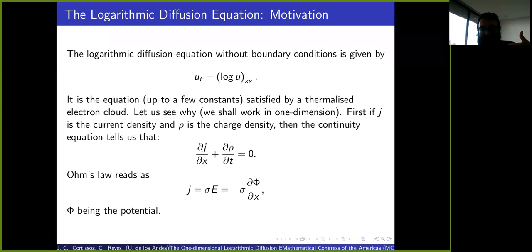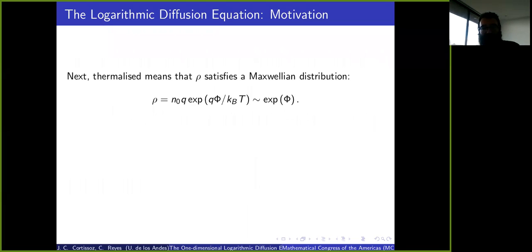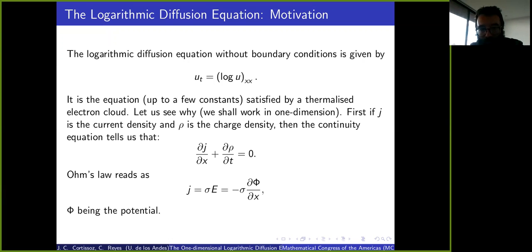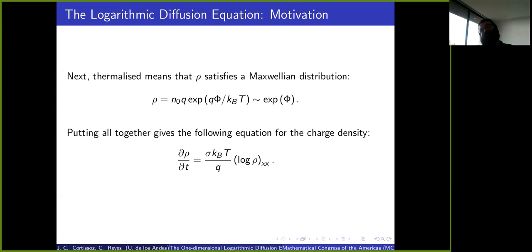Now comes the hypothesis of being a thermalized electron cloud. The thermalization means that rho satisfies this equation. It comes from statistical mechanics. This is the Maxwell distribution in this case. Notice that Q is the charge, with positive sign, of the electron, and this psi is just Q times the potential energy divided by the temperature of the system, and k sub B is the Boltzmann constant. So the density of charge is more or less the exponential of the potential. You put Ohm's law and the continuity equation all together and you get this equation. That's the logarithmic diffusion equation, and it's satisfied by the charge density of a thermalized electron cloud.